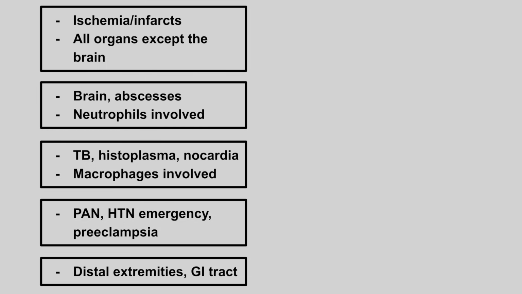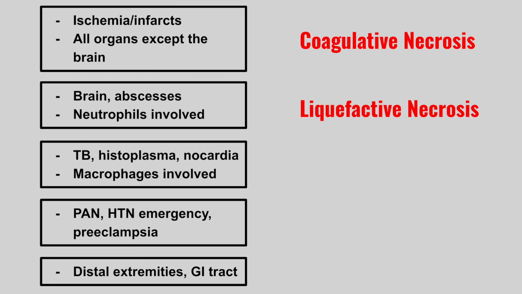Now we'll be talking about different types of necrosis. So the first type is where we have ischemia and infarcts in all organs except for the brain. This is coagulative necrosis. Next, we have necrosis that happens in the brain or abscesses, and neutrophils are involved. This is liquefactive necrosis. The next type of necrosis is what we see in tuberculosis, histoplasma, nocardia, and macrophages are involved.